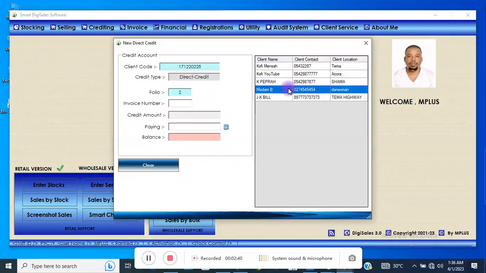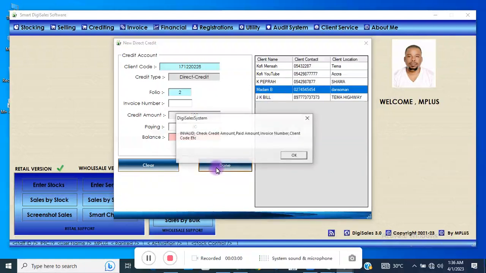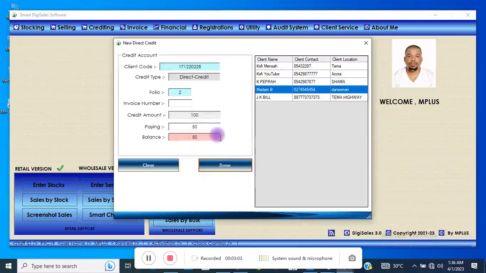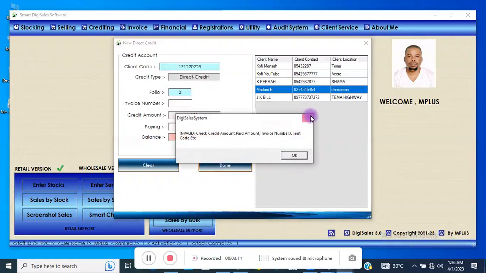So let's say Madam B has bought something on credit for 100 CD, and has 50 CD right now she is paying. You click on the calculator, and you get a balance of 50. So the software is telling you Madam B has a balance of 50. You click OK. Because we didn't enter the invoice number, the software refuses to allow us to continue. That is one of the control measures coded into the software so that it can prevent error.